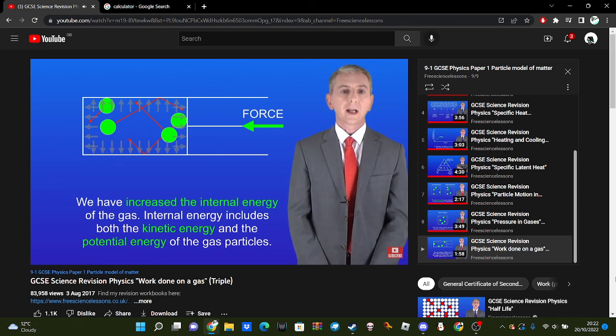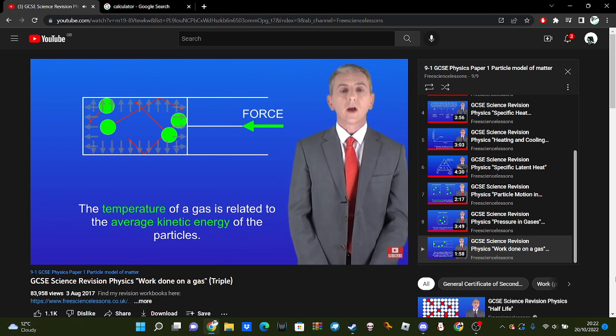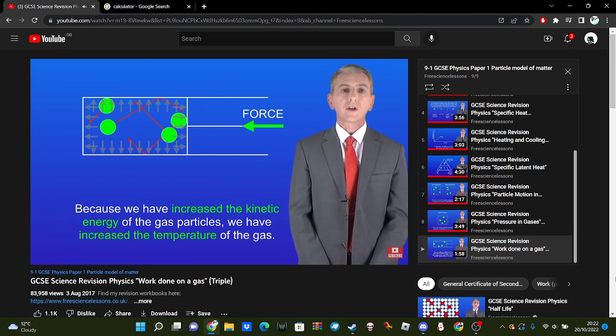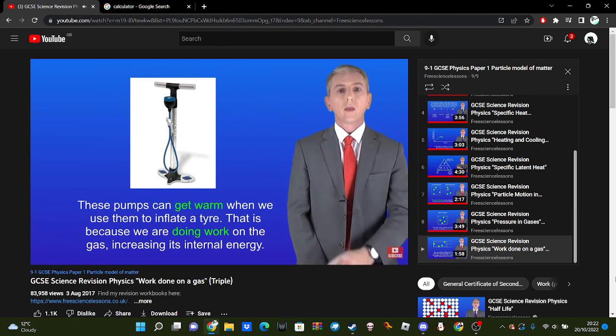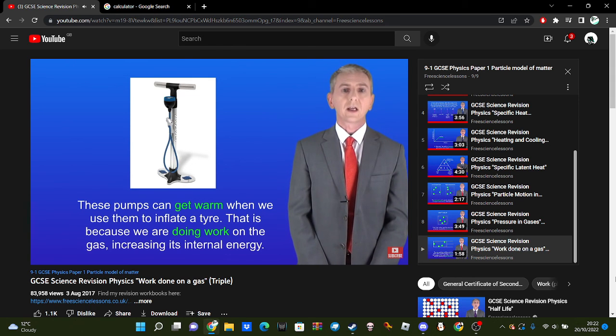Now remember that the internal energy includes both the kinetic energy and the potential energy of the gas particles. And we saw in a previous video that the temperature of a gas is related to the average kinetic energy of the particles. So because we've increased the kinetic energy of the gas particles, we've increased the temperature of the gas. Now a good example of this is a bicycle pump such as this one. These pumps can get warm when we use them to inflate a tyre. And again, that's because we're doing work on the gas, increasing its internal energy.